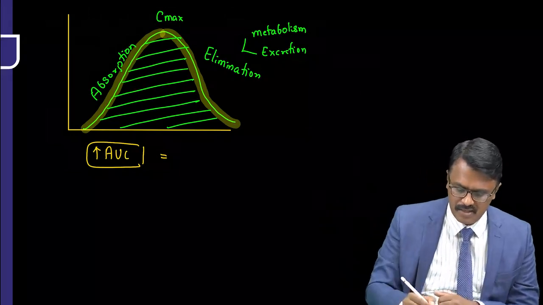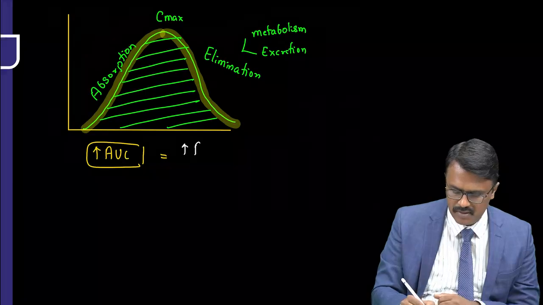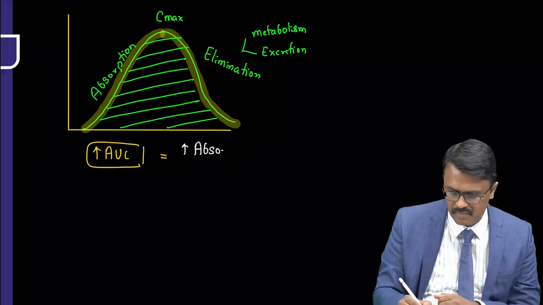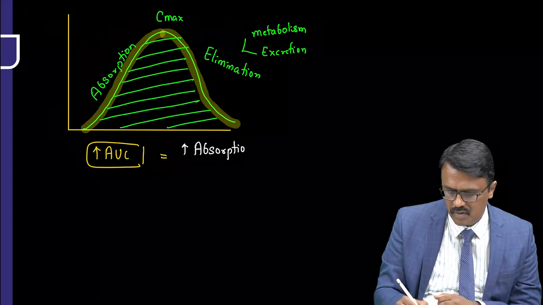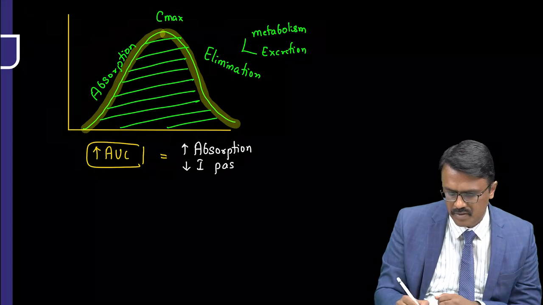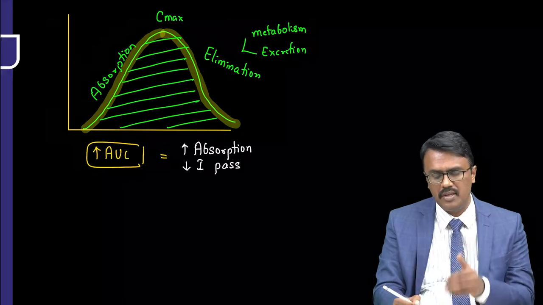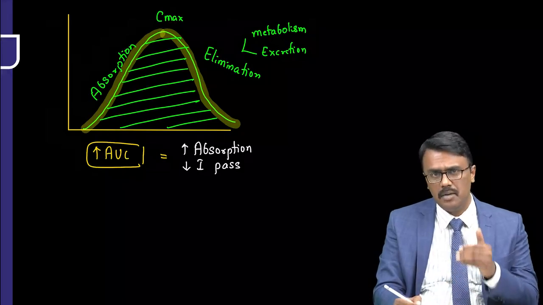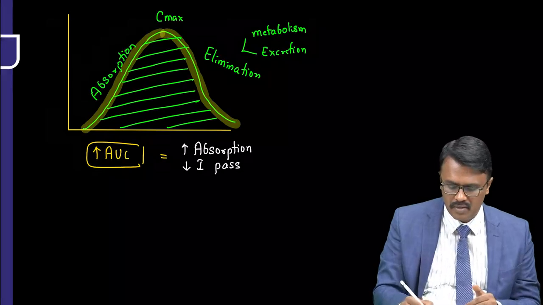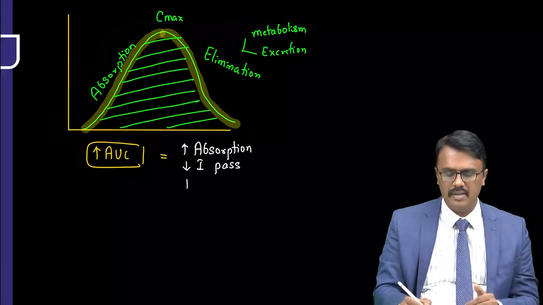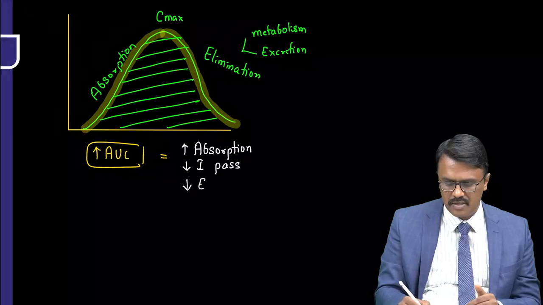How to increase that is by increasing the absorption of the drug or by decreasing the first pass metabolism. If you decrease the first pass metabolism, bioavailability increases. So by doing that, or by decreasing the elimination.